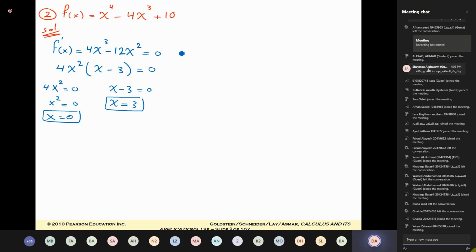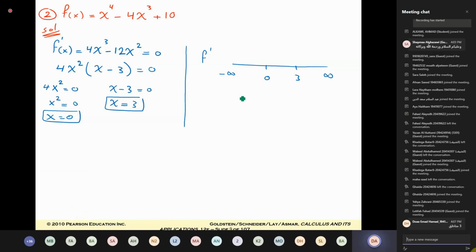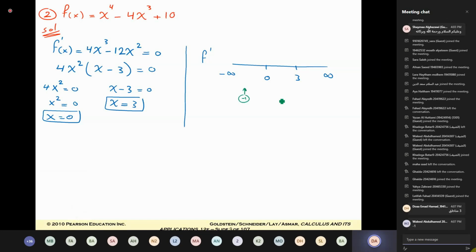Now put it on the real line for f prime, from negative infinity to infinity, and we have the first critical value 0, the second 3, so we have 3 regions. Okay, 3 regions. Now we can choose any value in each region. For example, we can choose -1 from here. We can choose 1 from here. We can choose, for example, 5, or 2, any value from here.